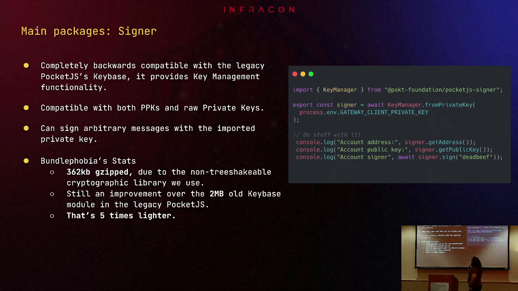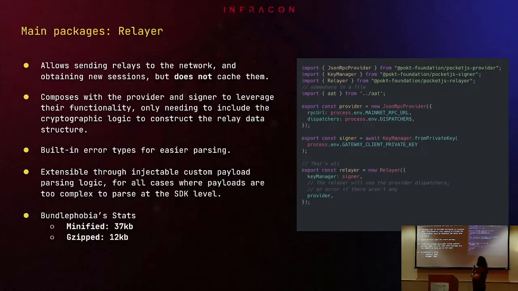And then Bundlephobia stats. This is the biggest package of them all. It's 362 kilobytes, but basically that's because we need to include a non-tree-shakeable cryptographic library that we just cannot get rid of, right? But of course, over time, we expect the compatibility with Ed25519 keys to improve, and in general, just get lighter over time. And it's still an improvement over the 2 megabytes old key-based module in the legacy PocketJS. So we're still doing well, right? And it's still 5 times lighter. So yeah. We have also the relayer.